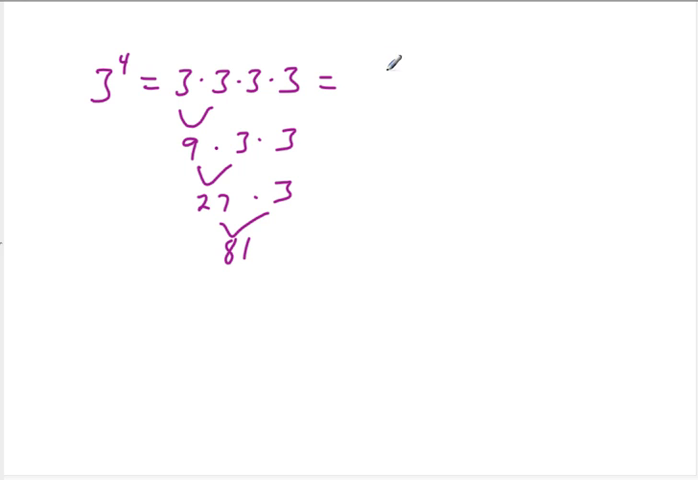So another way you can do this, because remember, with multiplication you can do it in any order you want, you could say 9 times 9, and that's 81. That might be an easier way to do it.